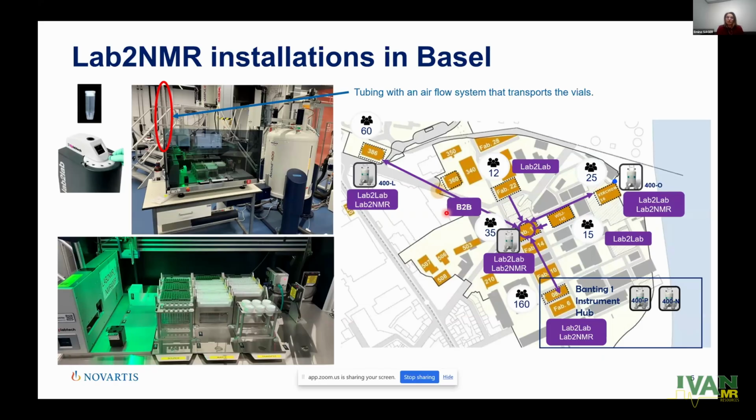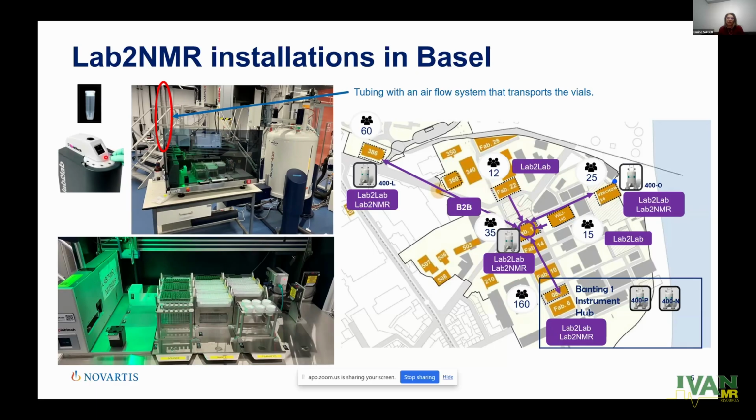So here in the map, I summarize how many chemists there are in each building approximately. This changes every year with the interns, with people that leave, with people who come, but approximately, you can see that most of the chemists are in this building, the 88, and the others are in different buildings. In this building, for example, we have 12 chemists. They don't have any NMR spectrometer here, but it's bound to the lab-to-lab system, and they can send vials.